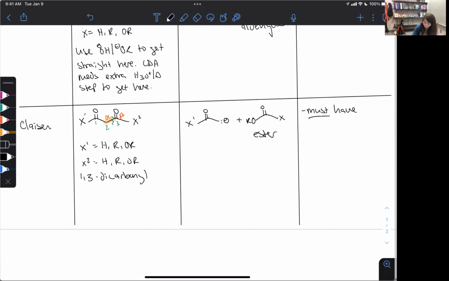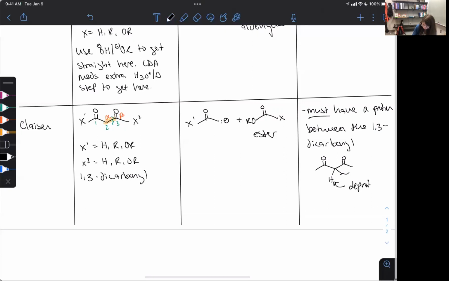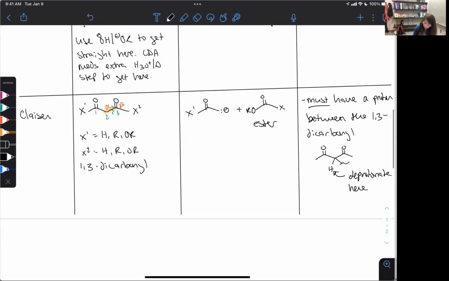And this is a must: have a proton between the two, or between the 1,3 dicarbonyl. Okay, so an example of that would be, we have to have one H there at least, okay? Because the deprotonation of this is our irreversible step.